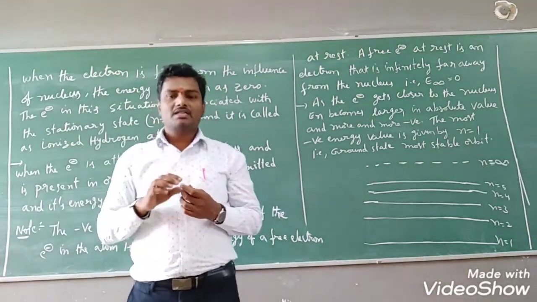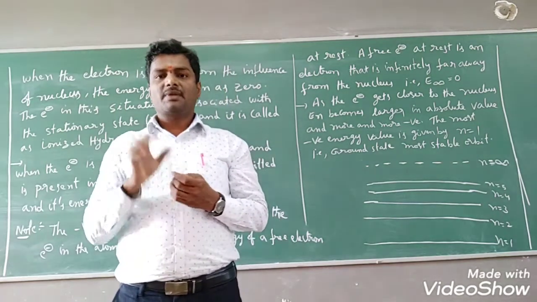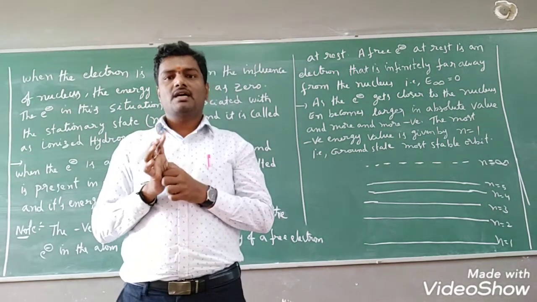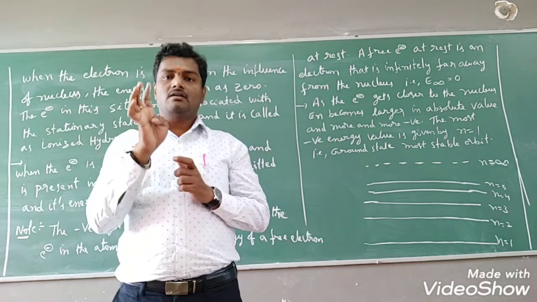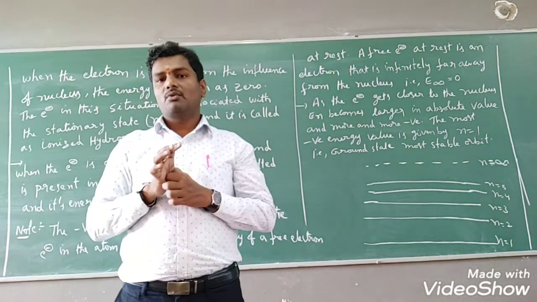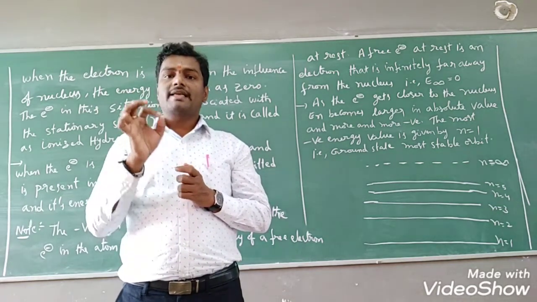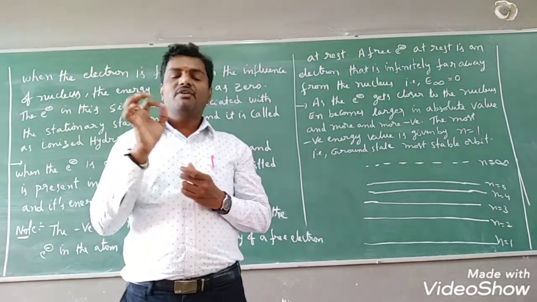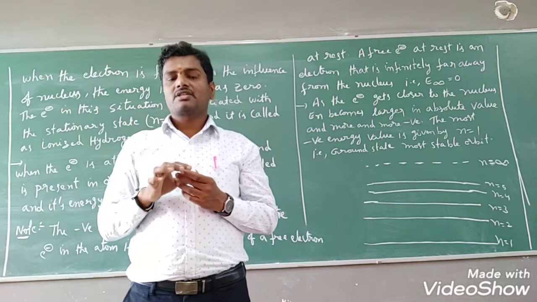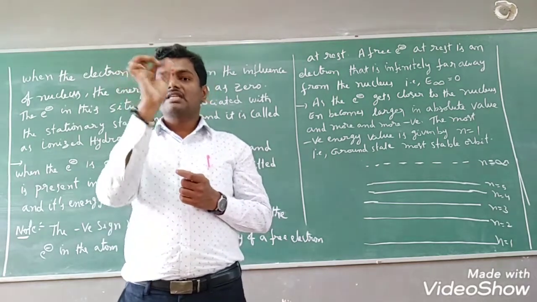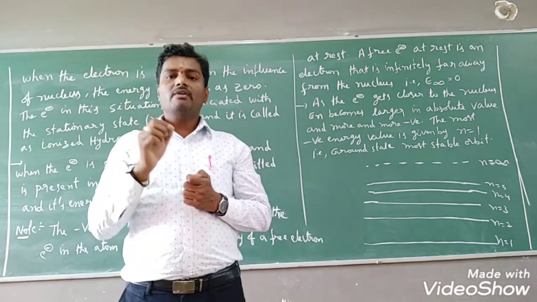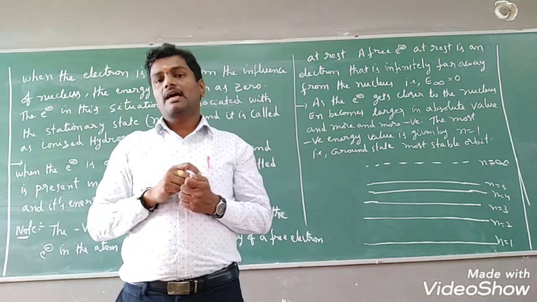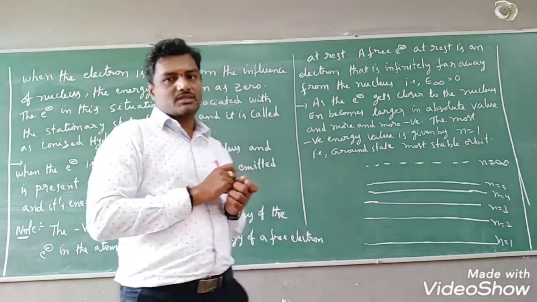In the continuation part of Bohr's atomic model, in the previous class we discussed the energy of the nth Bohr orbit and the radius of the nth Bohr orbit. We have seen the formulas, but in the energy expression we observed a negative sign. Why we need to take a negative sign in the energy expression, we are going to discuss, students.